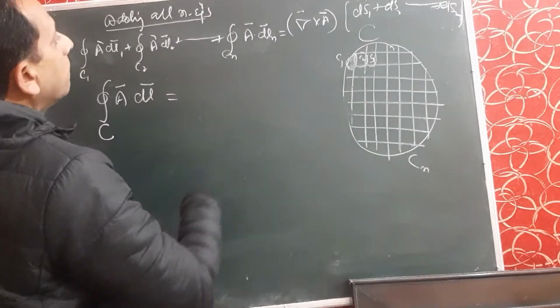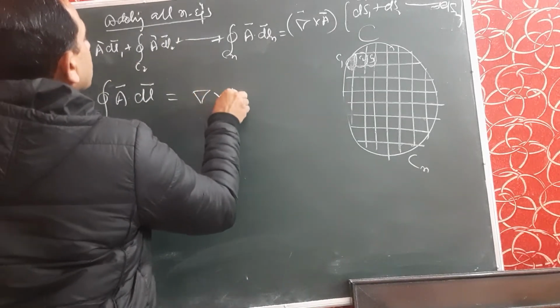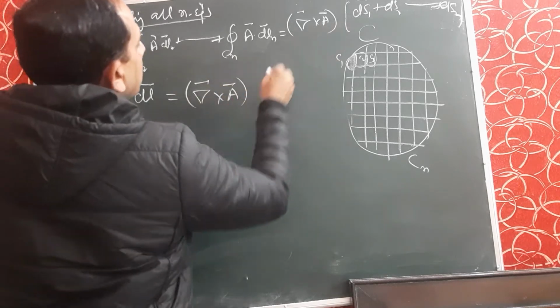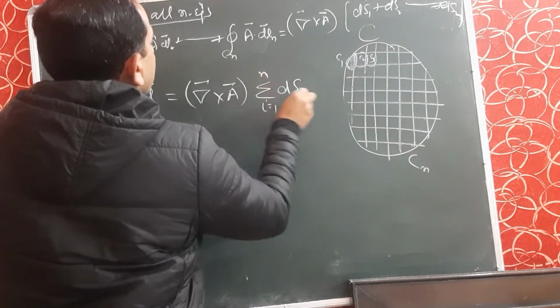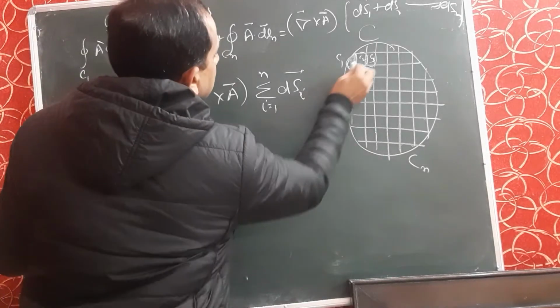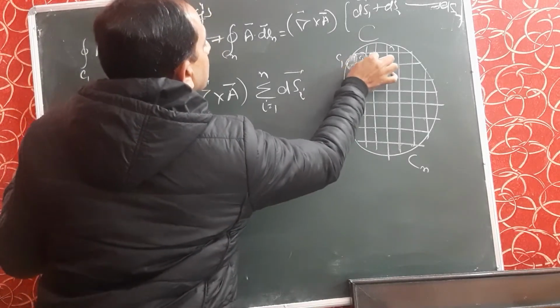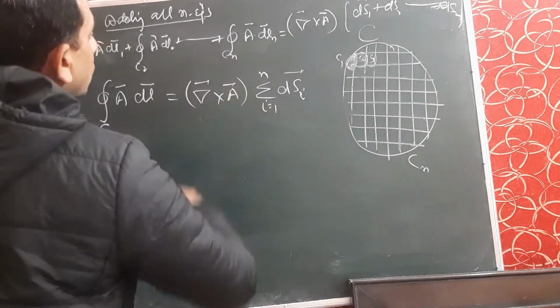And on the right hand side, it is del cross A into ds1, ds2, ds3. We may write this as dsi, i varying from 1 to n, because these are the surface areas. This ds1, ds2, ds3 means the surface area ds1 corresponds to closed loop C1, ds2 corresponds to C2, similarly ds3 corresponds to C3, and so on up to nth. So i varying from 1 to n.